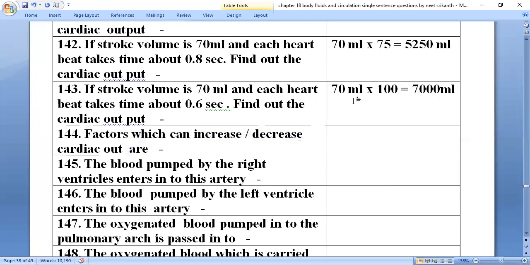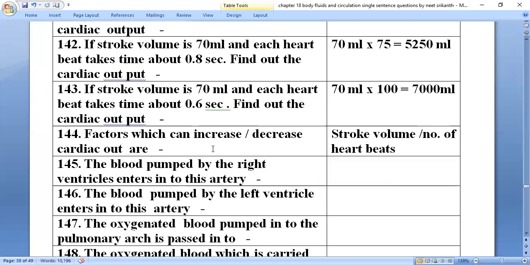Factors which can increase and decrease the cardiac output are: stroke volume can be altered, and the number of heartbeats also can be altered. The number of heartbeats and stroke volume both can be altered here.